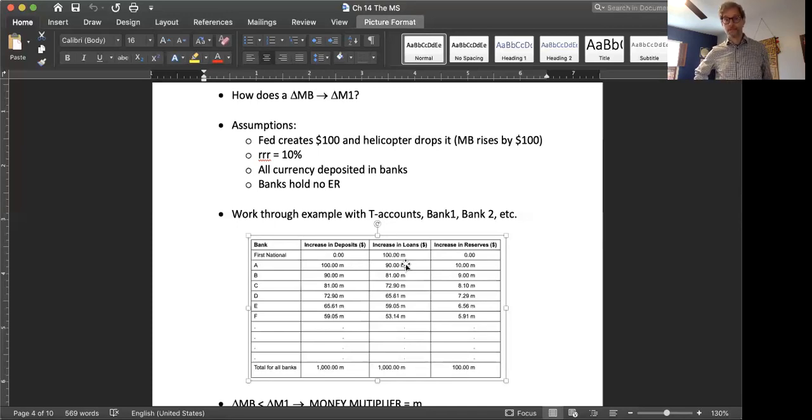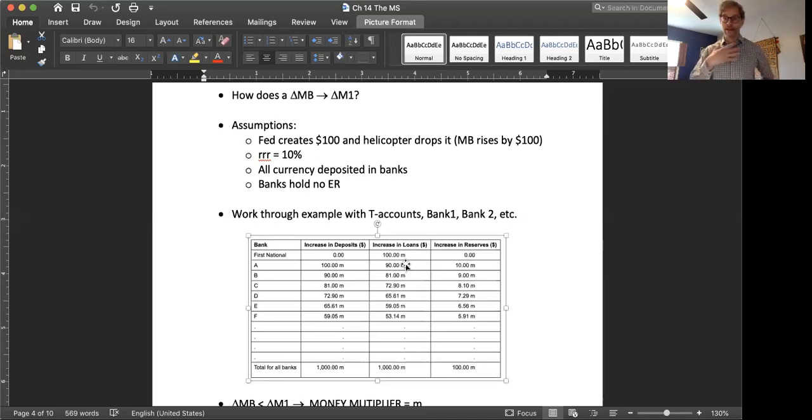excess reserves. But as we said before, banks don't like excess reserves because that's really money that's not earning them any return. What do they want to do? They want to lend that money out, right? They want to lend that money out. So Bank A lends that money out.